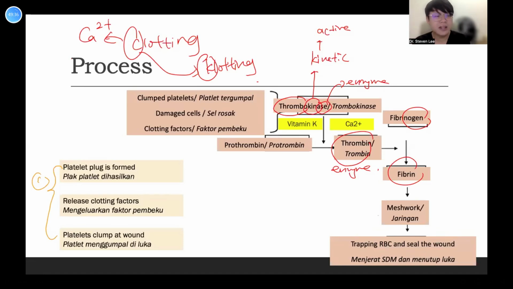Students always come and tell me that it's very tough. Which part is difficult for you to remember? Stick to the wound, release clotting factor, become a platelet plug. Is that difficult?